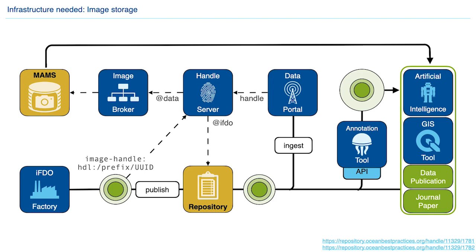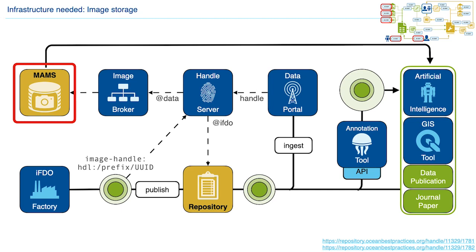So at the bottom left, we have some mechanisms, some factory to build IFDOs, which are depicted here by these green onions. The IFDOs are then published through some sort of repository. Their existence is made known to the world through a data portal. A PID mechanism, such as the handle server, is provided to access the images which are stored in some sort of media asset management system. And at the far right, we have community tools that make use of the IFDOs, such as image annotation or AI tools.